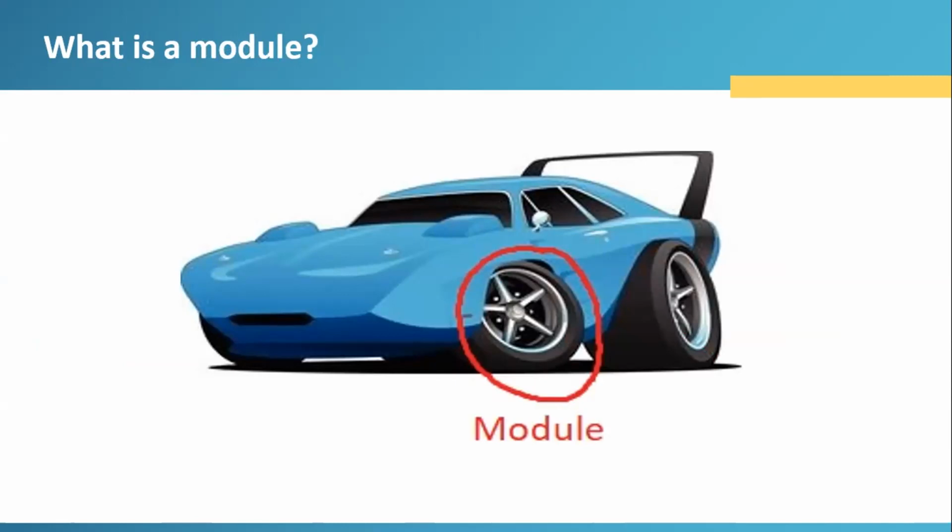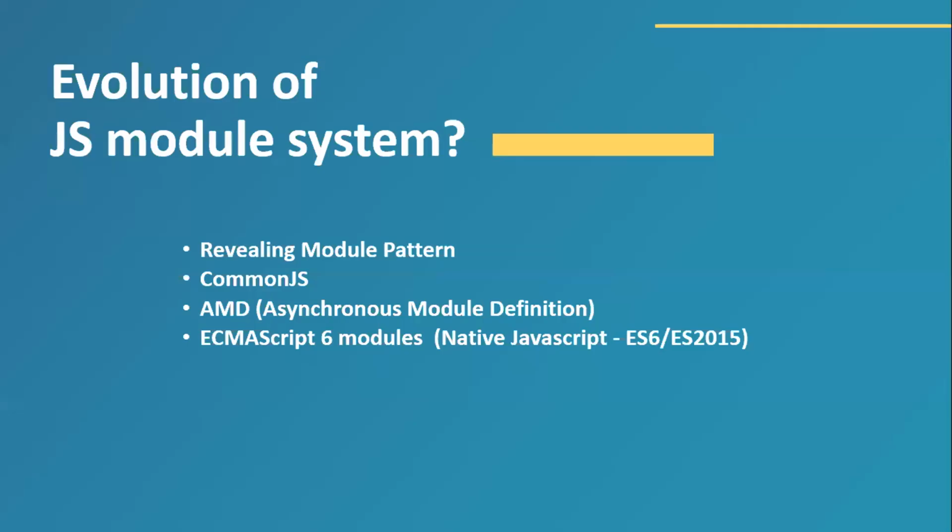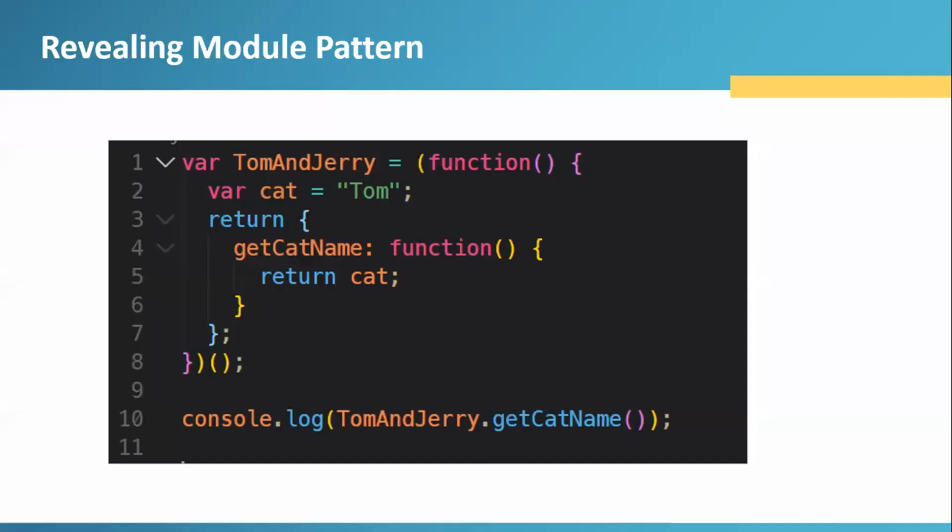So knowing what modules are, now let us quickly go through the four basic primitive module systems that have evolved over time. The first one is the revealing module pattern. Then came CommonJS. After that, AMD, followed by ES6. Now let's start with the first module system. This is called the revealing module pattern.